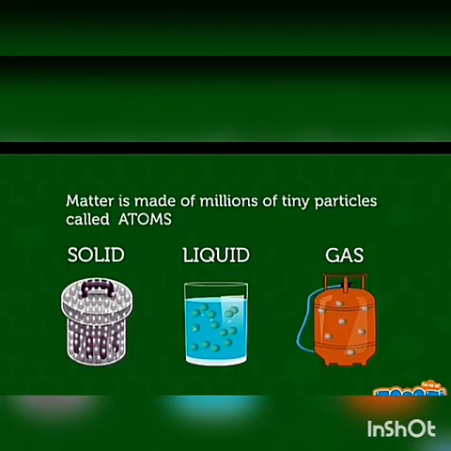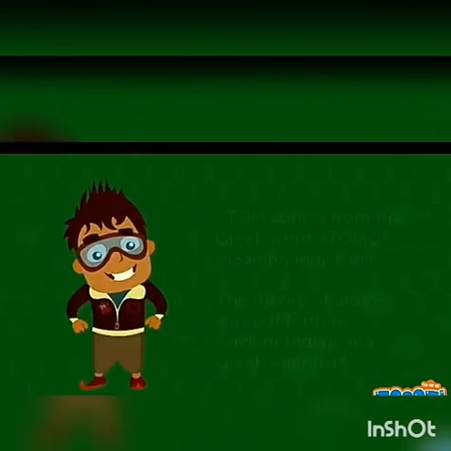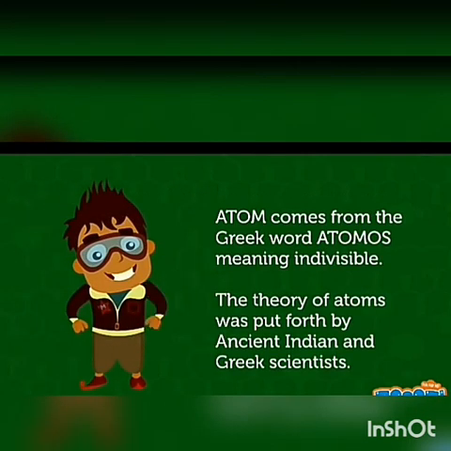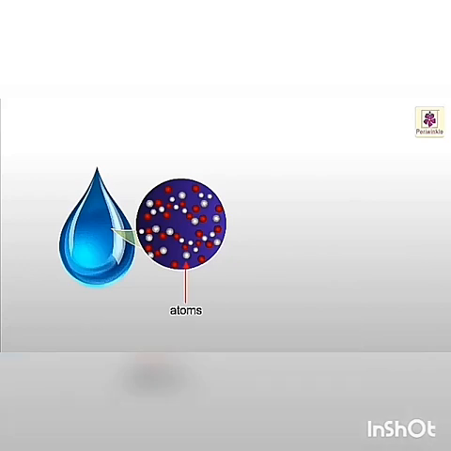Matter is made of millions of tiny particles called atoms. Whether solid, liquid or gas, an atom forms the basic unit. Atom comes from the Greek word atomos, meaning indivisible. Matter is made up of tiny particles called atoms. These are so small that we cannot see them.